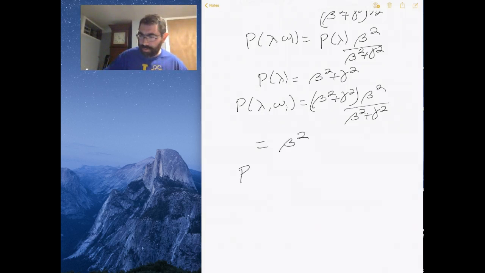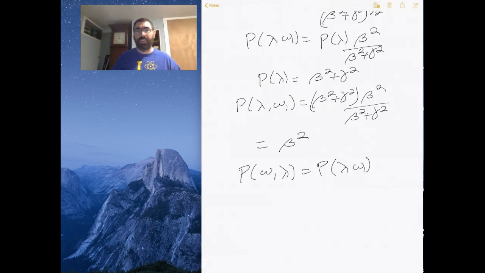So the good news is that with these compatible operators, if we measure omega first, then lambda, we get the same probability of the reaction occurring as if we instead measured lambda first, then omega 1. We get the same result. We would get a probability of beta squared. The only difference is the path that we took.